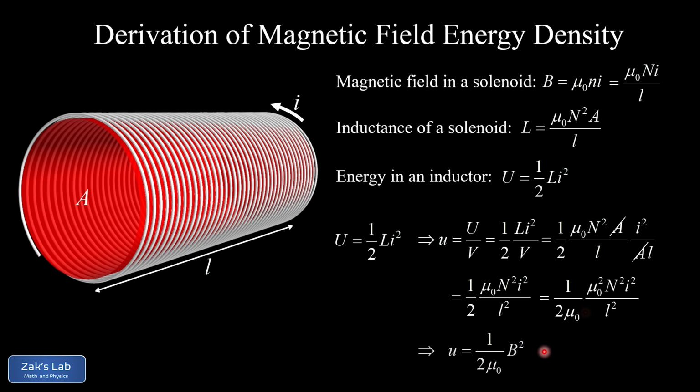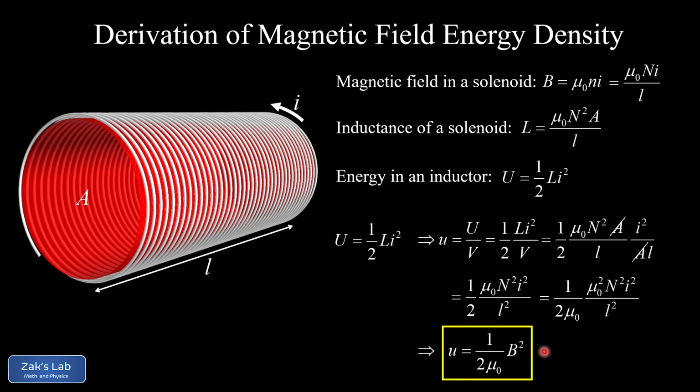So finally, we can say the energy density through the volume of this solenoid is 1/2 mu naught times B squared. So of course the solenoid is a special case, but it turns out this actually is true in general for any magnetic field. There's an energy density associated with magnetic fields, just like we showed previously for electric fields. And this perspective can be really useful for solving certain kinds of problems.